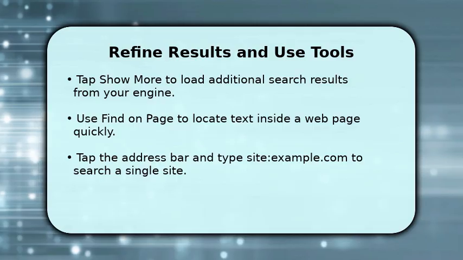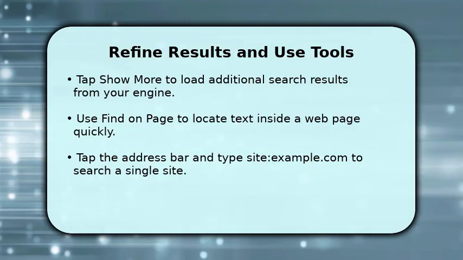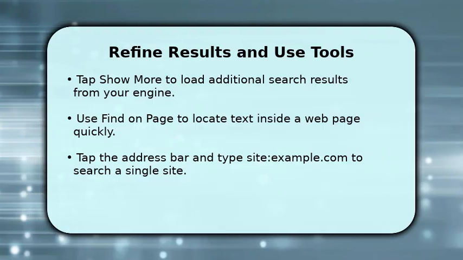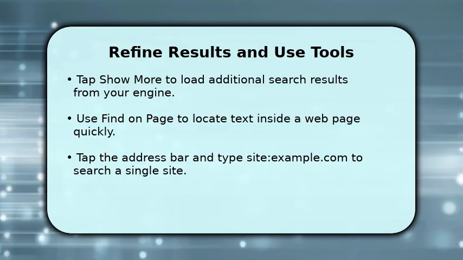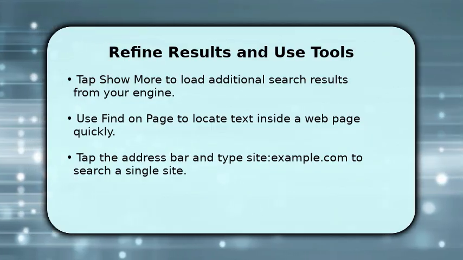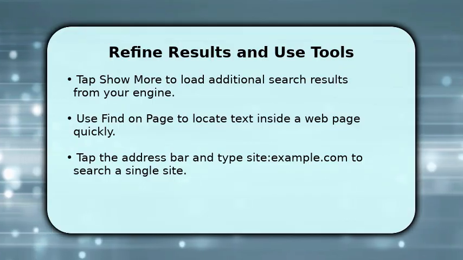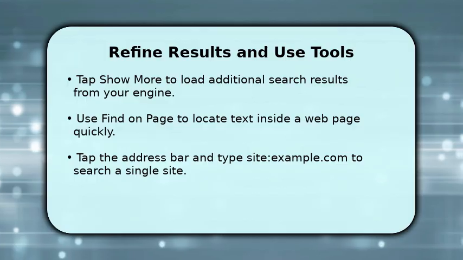To search within a page, open the page and choose Find on Page from the Share menu, or tap the address bar and enter your search term followed by Done. To limit results to one website, type site:example.com followed by keywords in the search field. Long press links to preview pages without leaving results.